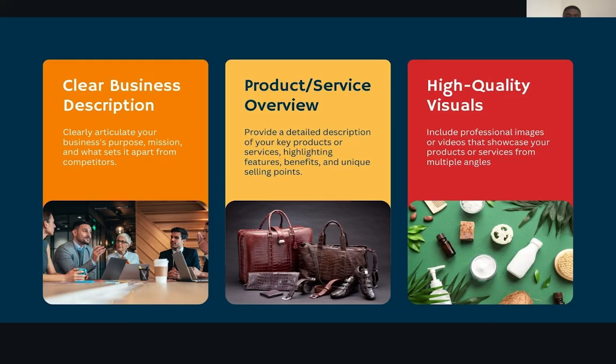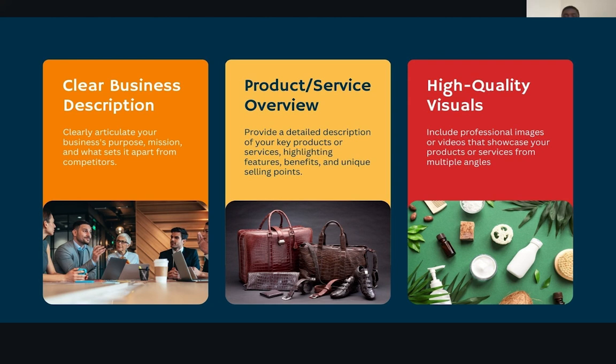And so some things you need to take note of is, number one, you need to have a clear business description. Very clear business description. It means you clearly articulate your business's purpose, your mission, and what sets you apart from the competition. So this is sort of a mini pitch, okay? But it helps people understand what your business does. When people know what your business does, it's easy for them to be a part or to buy your products.